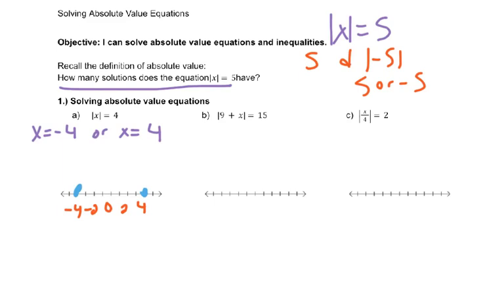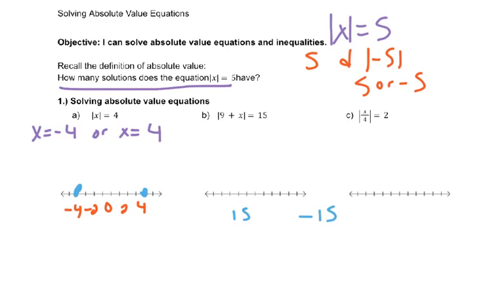Okay, so this one's a little bit different. Don't even worry about all this going on inside here. The absolute value of what would give me 15? Well, the answer is positive 15 and negative 15, right? All right, so you got me there.